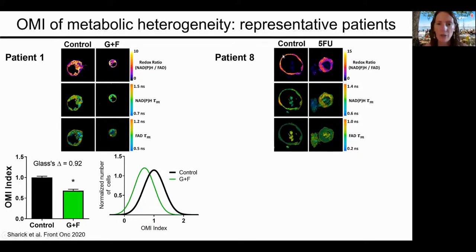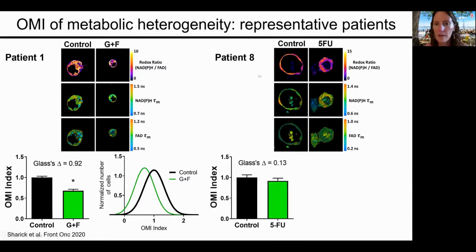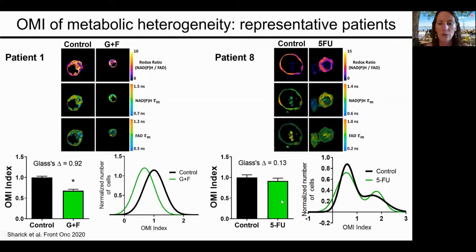Here is another patient, patient 8. They were prescribed 5-FU treatment. So I should mention the first patient was prescribed this gemcitabine and FOLFIRINOX treatment. Same story here. We have the control cells and the treated cells in 3D culture. So all the cells we're looking at here are tumor cells. And what we see is a very low difference between the OMI index in the control and the 5-FU treated organoids. And this Glass's delta is just a measure of mean differences with respect to standard deviation. So it's a little more strict than what you'll find from a t-test.